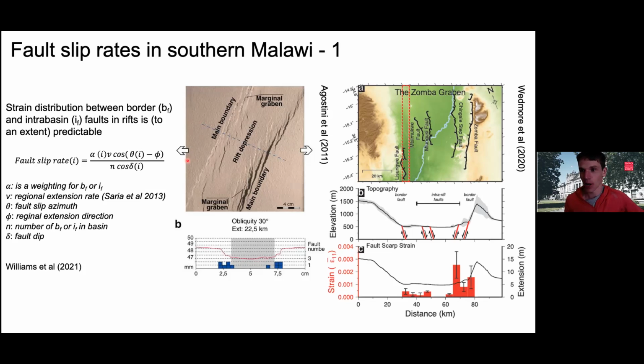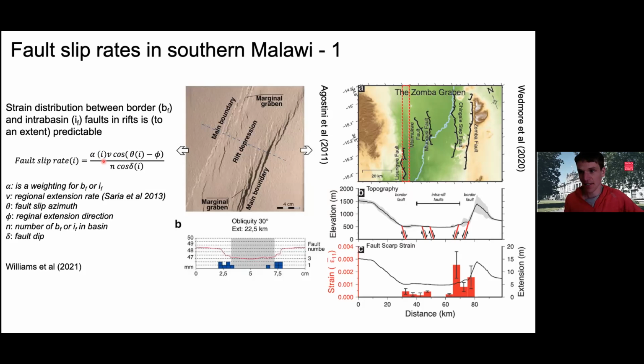So we're going to work with the data that we do have, which is the regional extension direction from geodesy, and an idea of how that extension might be distributed across the rift, across the large rift-bounding border faults and the smaller intra-rift faults in the center of the rift. That's encapsulated in this equation here, where the key parameter is alpha, which describes how we're distributing the regional extensional strain between border faults and intrabasin faults.